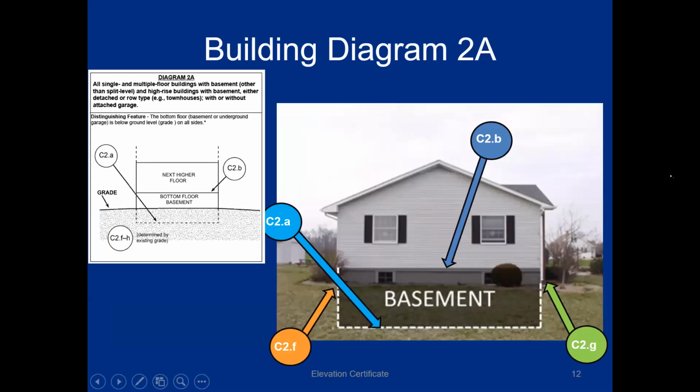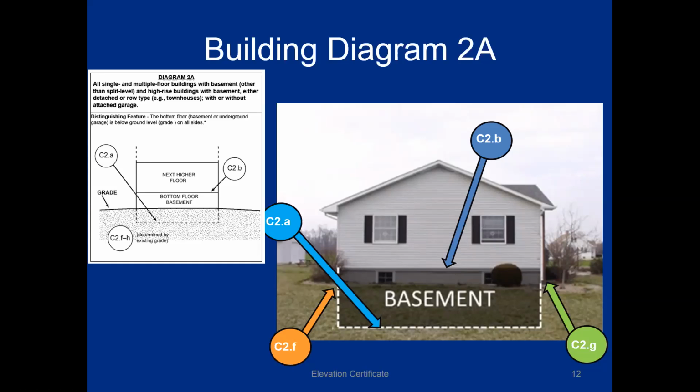Okay, building diagram 2A. Now, building diagram 2A is one that you should not see for a newly constructed house in the floodplain, because this would be a non-compliant house. But it's possible. People get elevation certificates filled out for pre-existing construction or pre-FIRM construction, pre-FIRM meaning pre-Flood Insurance Rate Map. I won't go into the full definition of pre-FIRM, but it's a little more complicated than just pre-Flood Insurance Rate Map.